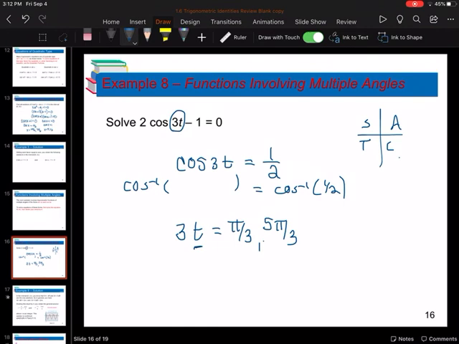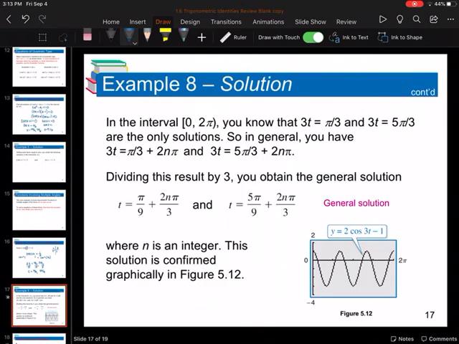But we haven't solved for t yet. We solved for 3t. So we have to divide both of those by 3. So t is equal to pi ninths and 5 pi ninths. But once again, there's no domain restriction. So what that means is this is cyclical again. So it's pi ninths plus 2n pi thirds and 5 pi ninths plus 2n pi thirds.